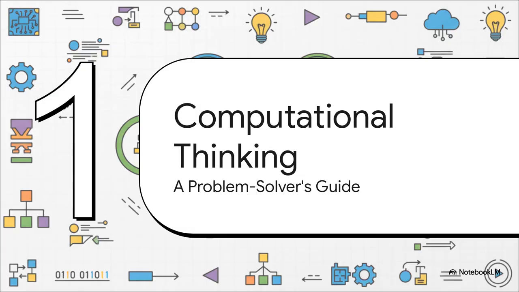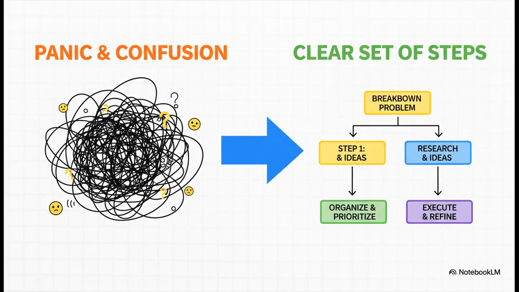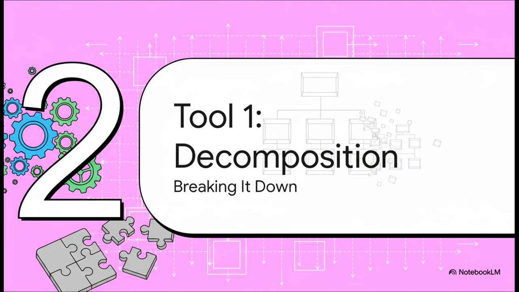Okay, let's dive in. That toolkit, that whole framework for thinking like a computer scientist, well, it has a name: computational thinking. And honestly, this is the absolute bedrock of how programmers tackle problems, and it's a massive part of your GCSE. So what is it really? Well, it's basically a structured method for problem solving. It gives you a reliable process to follow so you can turn that panic into a solid plan, and all that confusion into a clear set of steps you can actually do. So let's open up this toolkit, shall we?